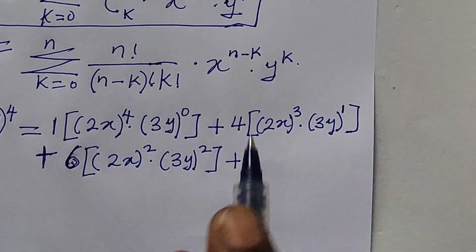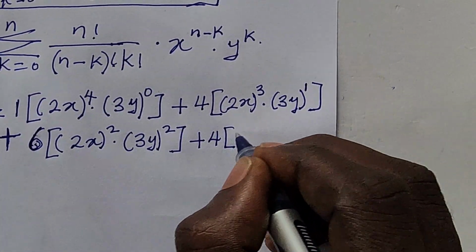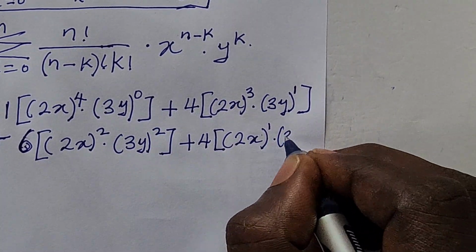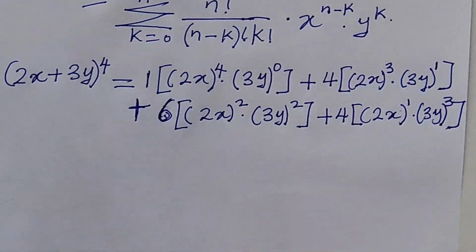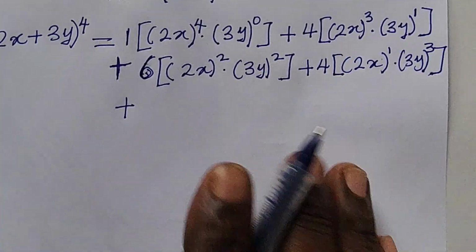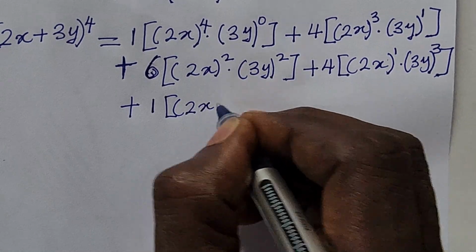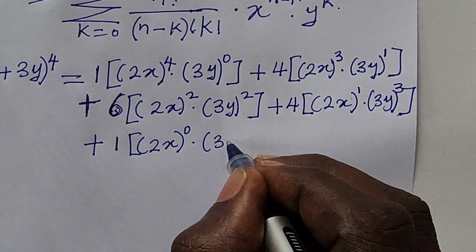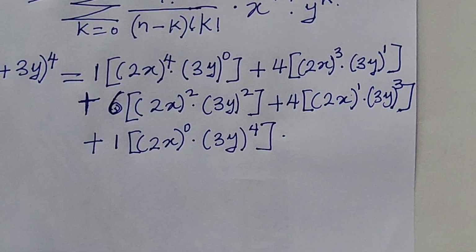Then plus the next term is 4. So we have here the coefficient is 4. So we have here square bracket, bracket 2x all to the power of 1, the 3y all to the power of 3, close our square bracket. Then plus again, the last coefficient is 1. So we're going to have here 1 into our square bracket, bracket 2x, then all raised to power 0, times bracket 3y, all raised to power 4, then square bracket close.